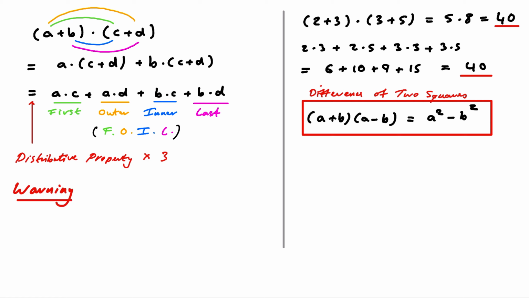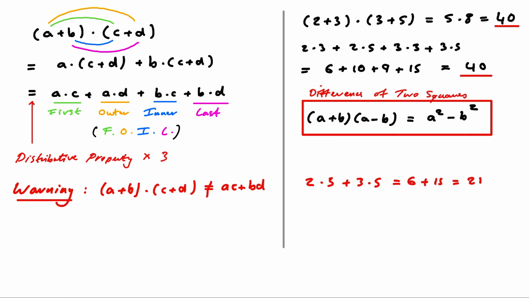So, warning here. If you do a plus b times c plus d, then in general it is absolutely not equal to ac plus bd. This is a very common error. This can't possibly be true because it would break the distributive law. So this is not correct. Let's just do an example. If I was to do this with the above example, it would be 2 times 3 plus 3 times 5, which is 6 plus 15, which is 21. And that, of course, is not equal to 40.